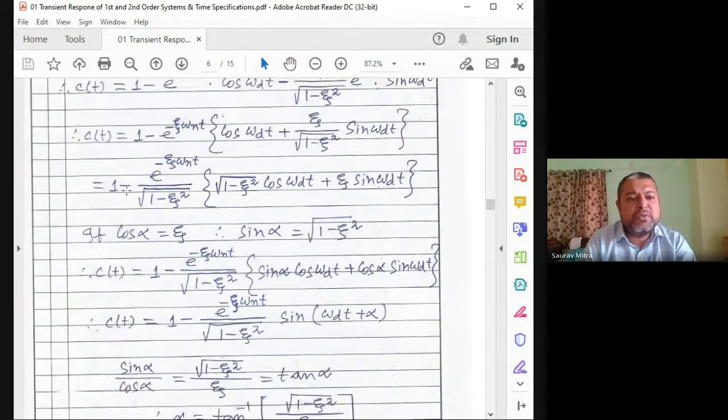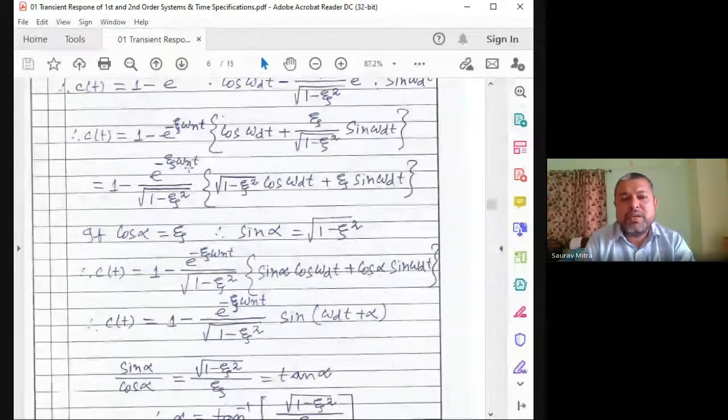So C(t) is equal to 1 minus e raised to minus zeta omega n t. So all the parameters we should know. What is that? 1 minus e raised to minus zeta omega n t, so it is like e raised to minus at. And zeta is the value of the underdamped condition we have seen. So zeta can be 0, zeta can be in between 0 to 1, zeta can be 1, zeta can be greater than 1, all those things we have seen.